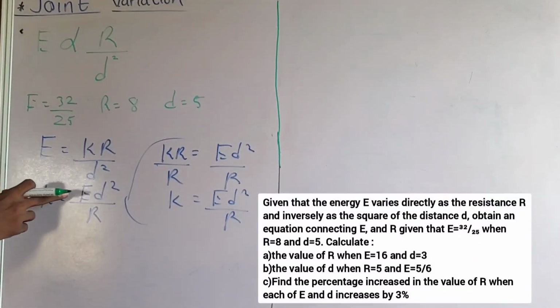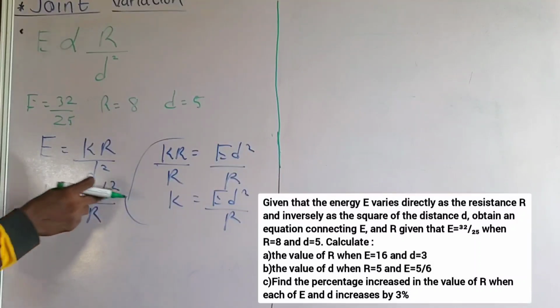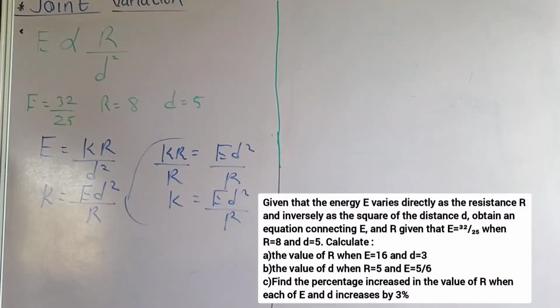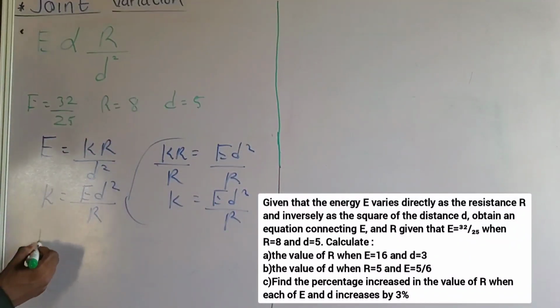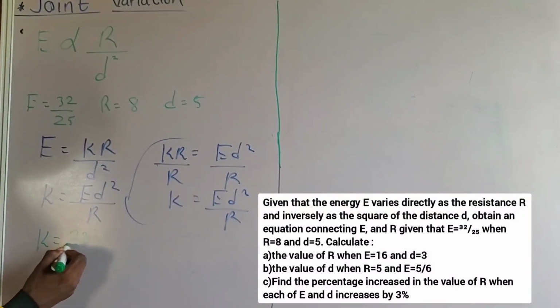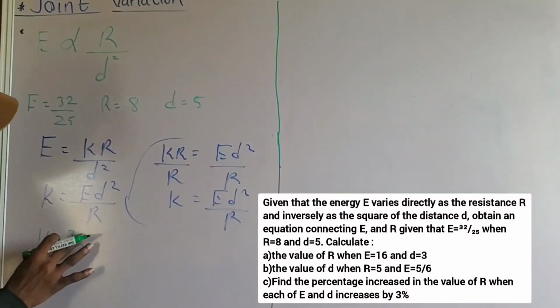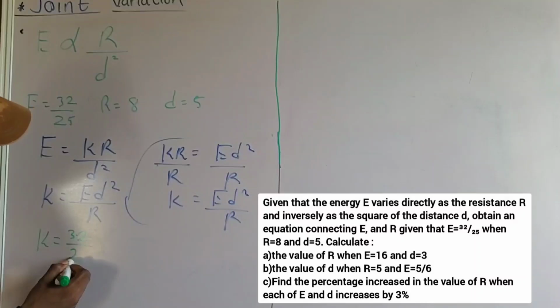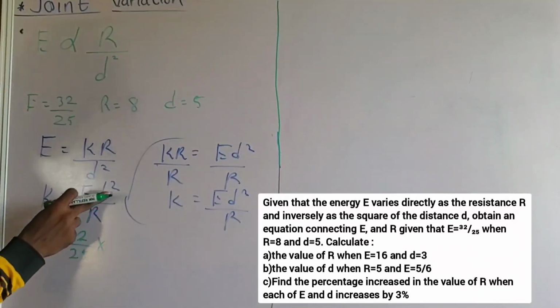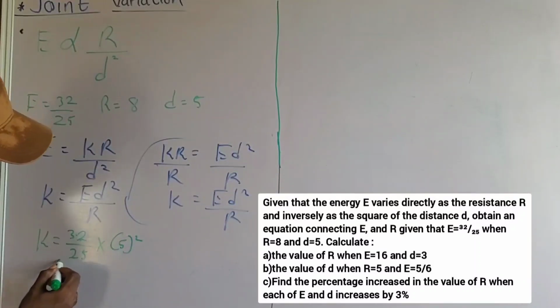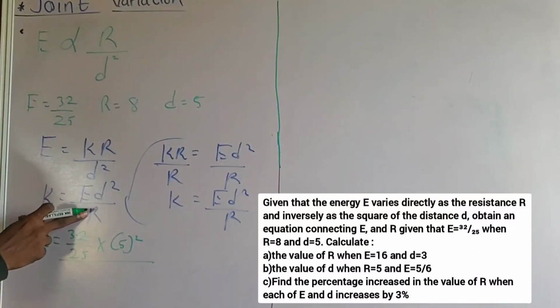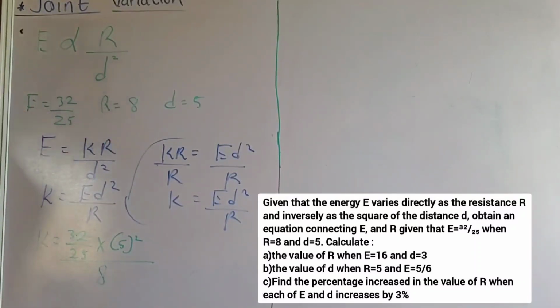Now let us replace E as 32/25, D as 5 and R as 8. I'm going to have K equals 32 over 25 multiplied by, this is the numerator now, D squared. D is 5, so I'm going to have 5 squared. This all over R. R is what? 8. So I'm going to have this over 8. Do you understand? Okay.